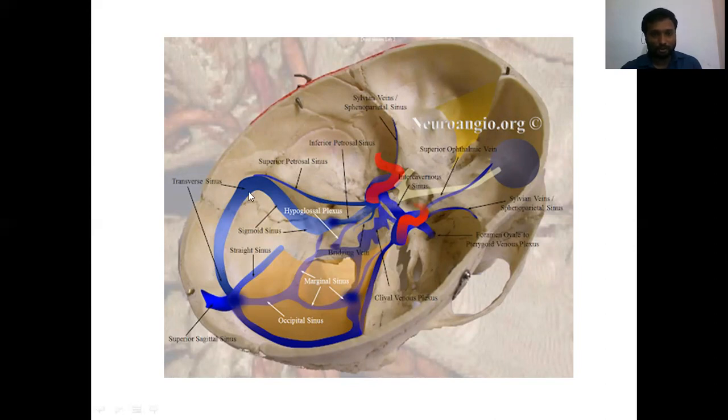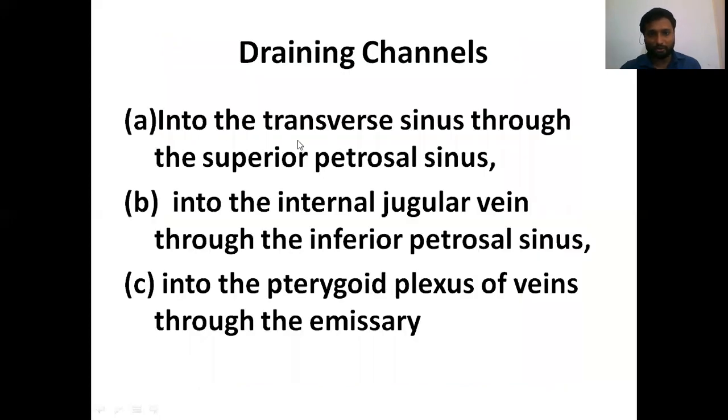This is the transverse sinus. I already showed you the transverse sinus. So through this superior petrosal sinus. Clear? See, this cavernous sinus drains into the transverse sinus through this superior petrosal sinus. Means venous blood from this sinus will enter into the superior petrosal sinus, and through the superior petrosal sinus, it will reach the transverse sinus. So, first point, it drains into the transverse sinus through the superior petrosal sinus.